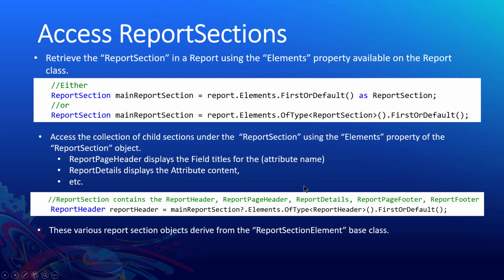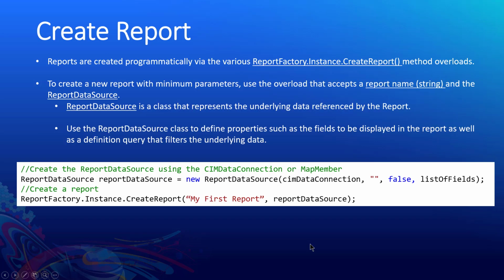Next, I access the report section child elements using the elements property. Cast the retrieved elements to the section you need. Here in the code snippet, from the report section, I use the elements property to access all the child elements, and then I retrieve the report header using the OfType filter operation. The various report section elements derive from the report section element base class.